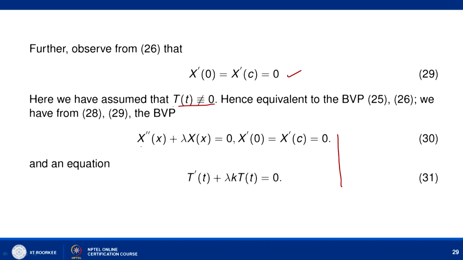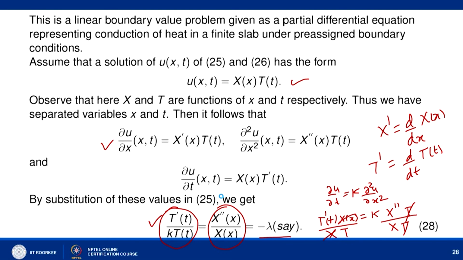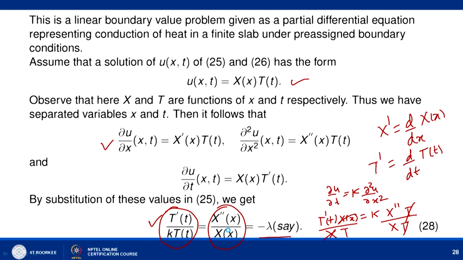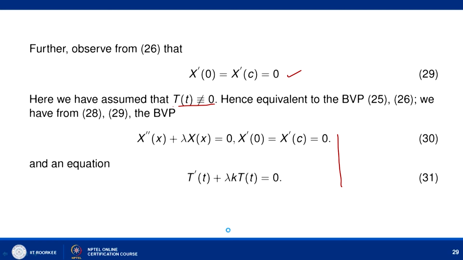This is one set: X''(x) plus lambda X(x) equal to 0, with X'(0) equal to X'(c) equal to 0. This is a boundary value problem in terms of X(x). We have another differential equation, T'(t) plus lambda k T(t) equal to 0. Here we do not have any boundary condition in terms of T(t), but we have one condition left, the initial condition u(x, 0) equal to f(x), which we can utilize a little bit later. So first we try to solve equation number 30.